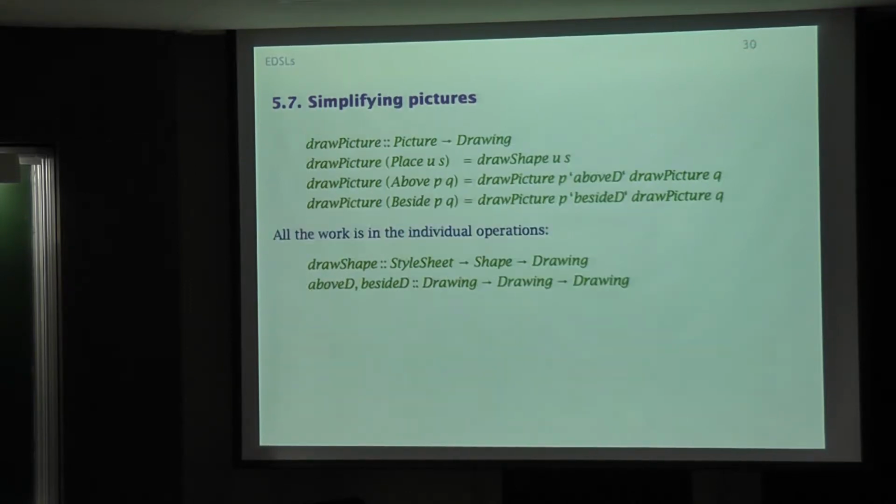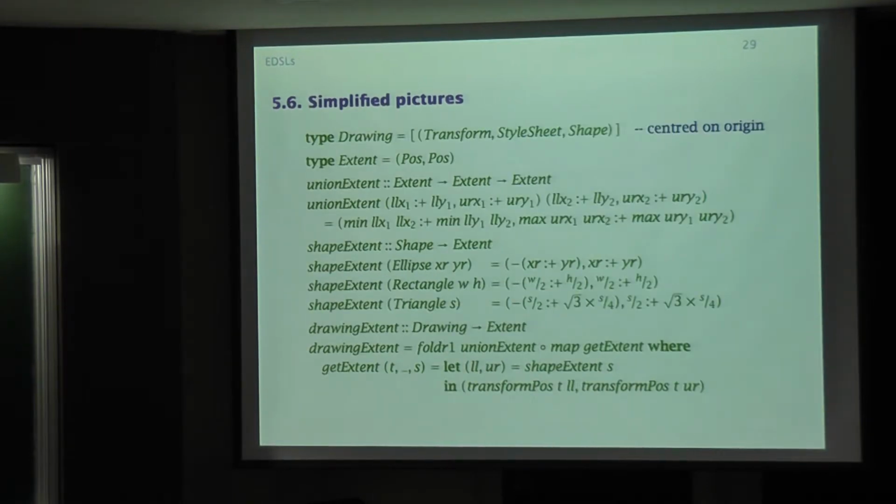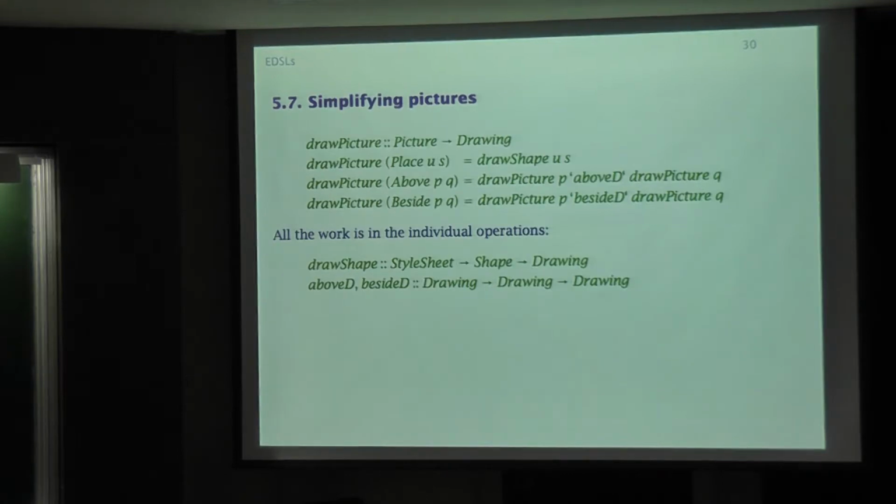Okay, and now here's the structure of how to do my compiler. My compiler is turning a picture into a drawing. Remember, a picture is one of these recursive tree-shaped things, and the drawing is one of these lists of drawing instructions. And my compiler is called draw picture, and it turns a tree-shaped thing into a list-shaped thing.